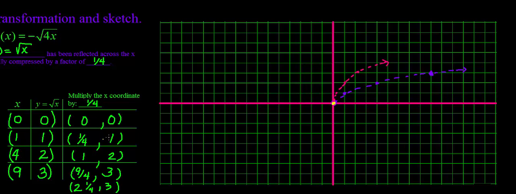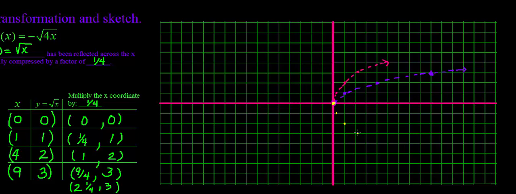The next one is (1/4, 1). But since I'm reflecting across the x-axis, it's going to be (1/4, -1). So I'm going to go over a fourth and go down 1. So notice that this is like mapping that first dot that I had plotted here. The next one is (1, -2). So 1 and go down 2. There it is. The next one is (9/4, -3), or (2 and 1/4, -3). So 1, 2 and a fourth, and then go down 3.